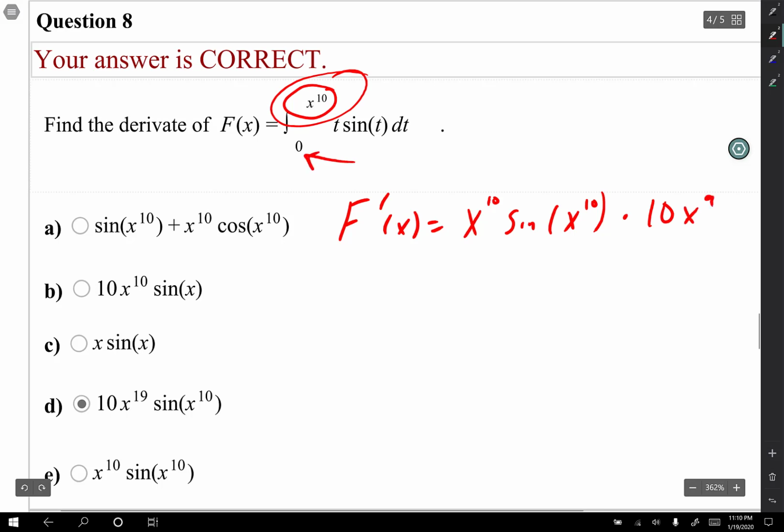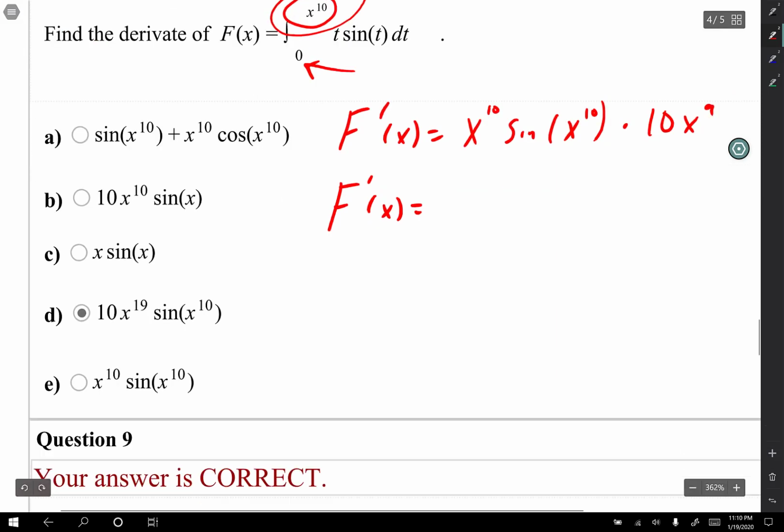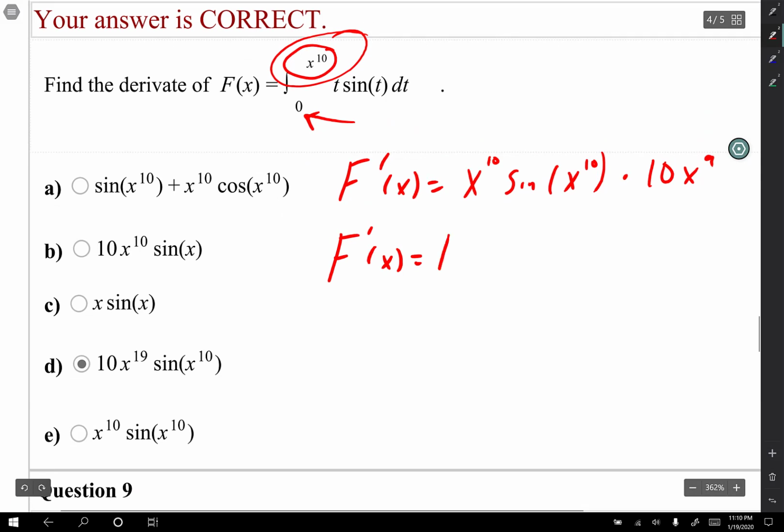The lower limit was a constant, so that means we were able to take this derivative, or else we wouldn't be able to. So f prime of x is equal to, let's see, 10 times 1 is 10. So 10, and then x to the 10th times x to the 9th, that's x to the 19th, sine of x to the 10th. And we look for that.